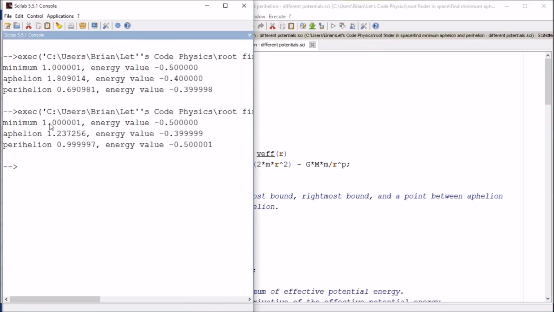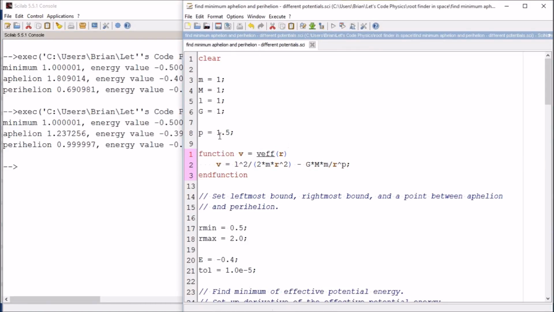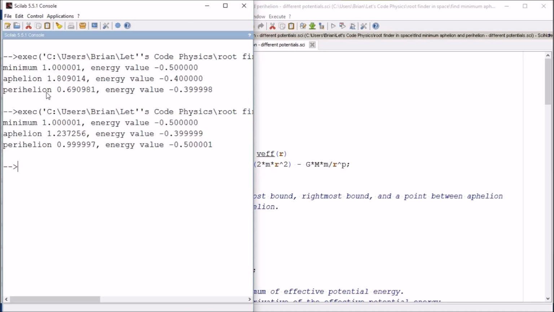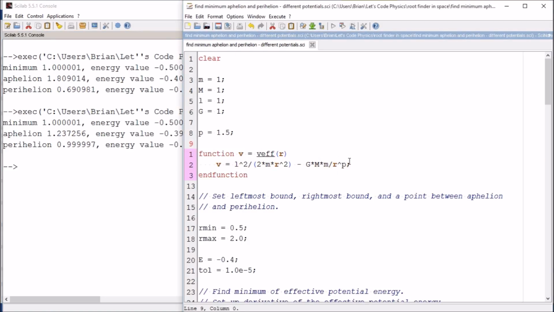So the minimum is still at 1. So that might be a universal feature of this format. That would be something we can investigate. But you notice that the aphelion has moved closer and the perihelion has moved farther away. So these two numbers have actually gotten closer together. So if we were to graph this with this power of 1.5, we'd see those two intersections getting closer together. So that's kind of an interesting feature.